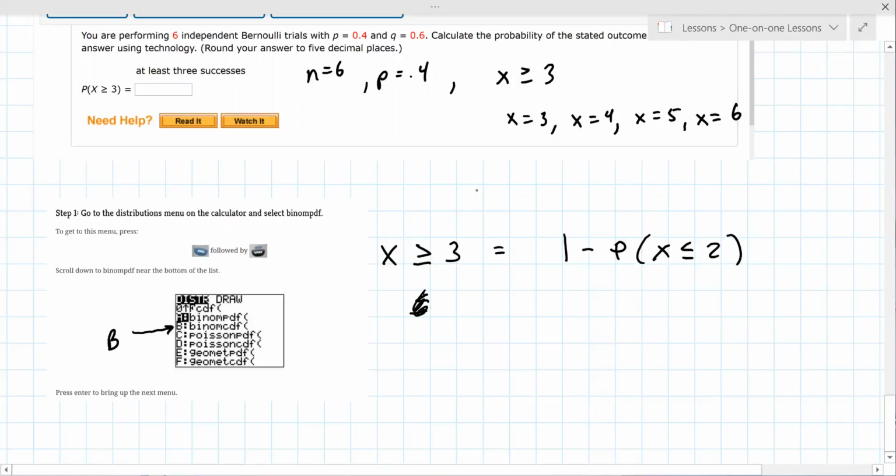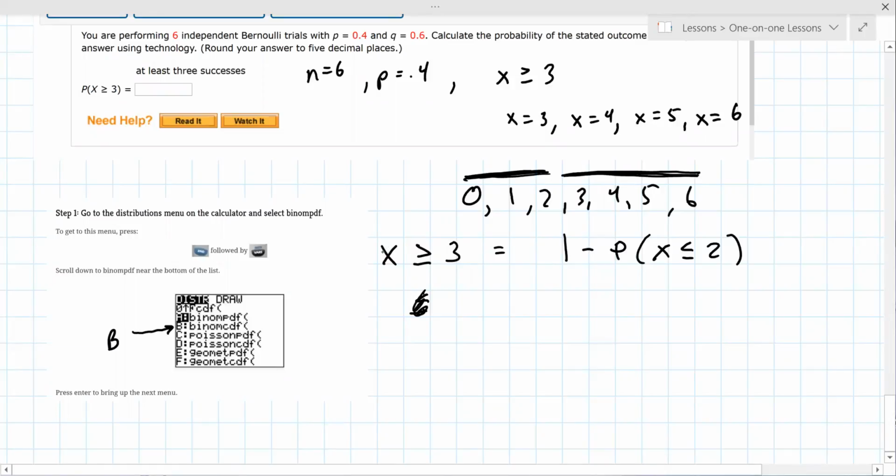Let me try to explain why. The possible outcomes here are 0, 1, 2, 3, 4, 5, and 6. X greater than or equal to 3 is these 4. So x less than or equal to 2 is the other side. Since they all have to add up to 1, if you do the ones that are 2 or less, 0, 1, 2, and subtract from 1, that's the same as greater than or equal to 3.